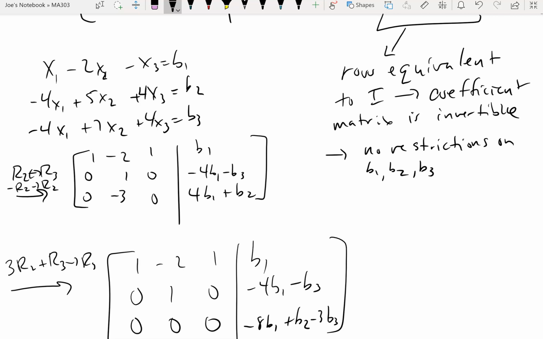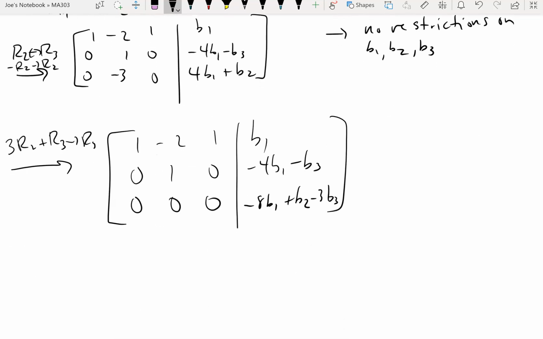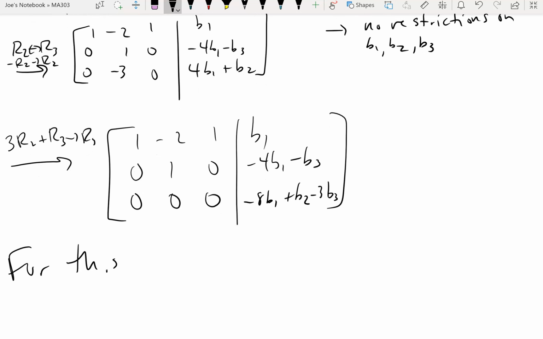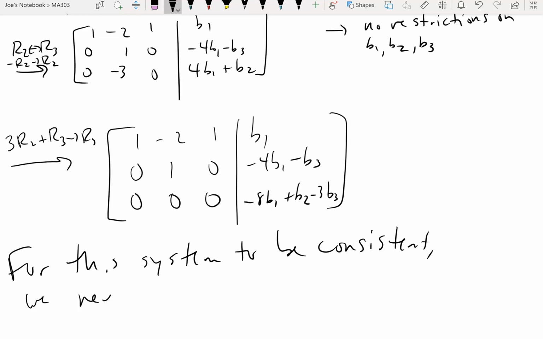Yeah, Megan. Doesn't the last row, if it's zeros, then the other side has to be zero? Cool, good, that's right. So if I take this term, this entry has to be 0, right? So in order for this to be consistent, we need the -8b1 plus b2 minus 3b3 to be 0.